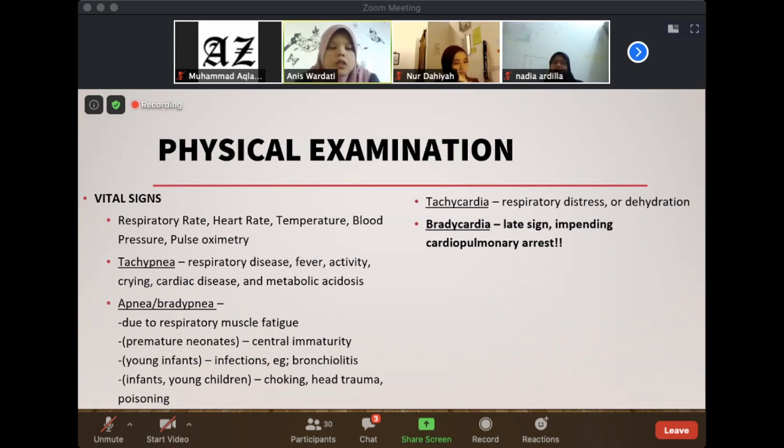If the patient has apnea or bradypnea, it can be due to respiratory muscle fatigue. Or in premature neonates, it is because the higher center is still immature, so they can have sudden apnea. And in young patients, apnea or bradypnea usually can be due to infection, for example bronchiolitis. Or in older children, it can be due to choking, head trauma, or poisoning. As for the heart rate, tachycardia can be because of respiratory distress or dehydration, while bradycardia is usually a late sign, and it can later progress into cardiopulmonary arrest.